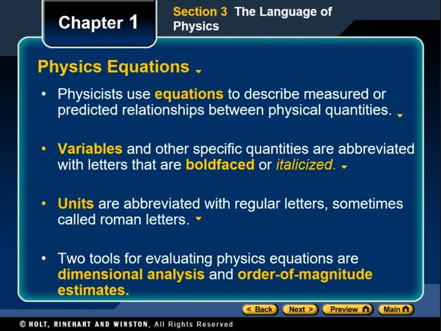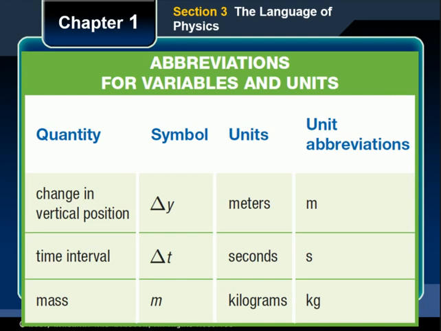Units are abbreviated with regular letters as well, sometimes called Roman letters. Some examples of variable symbols and the abbreviations for the units they measure are shown on the screen here. As you continue to study physics, note the introduction of new variable quantities and recognize which units go with them. The tables provided in appendices C through E in the back of your textbook can help you keep track of these abbreviations.